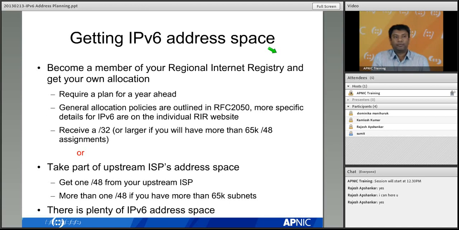So, general allocation policies. For example, for the service provider network, if you're a service provider, for example an ISP or telco who has internet customers, for them we do allocation, which is by default /32 in IPv6.